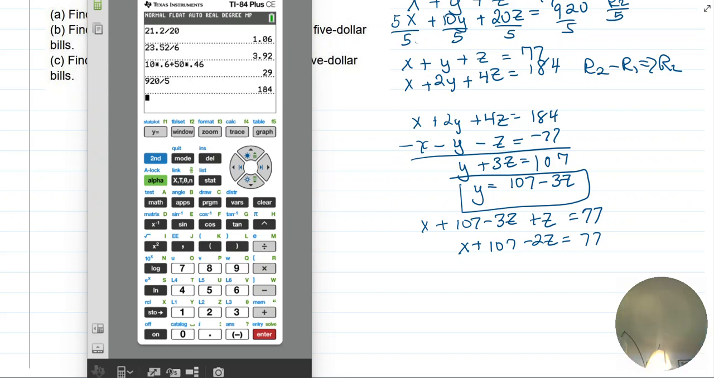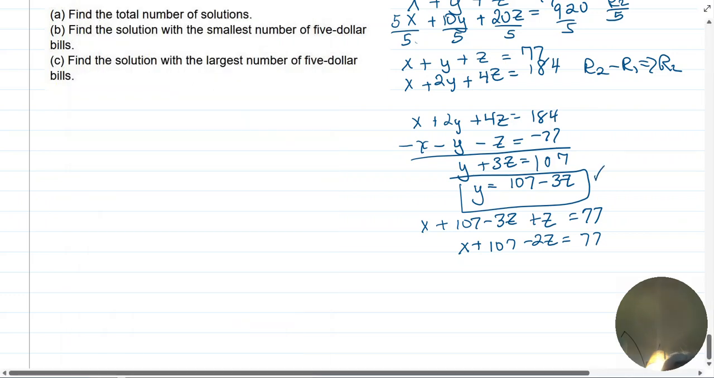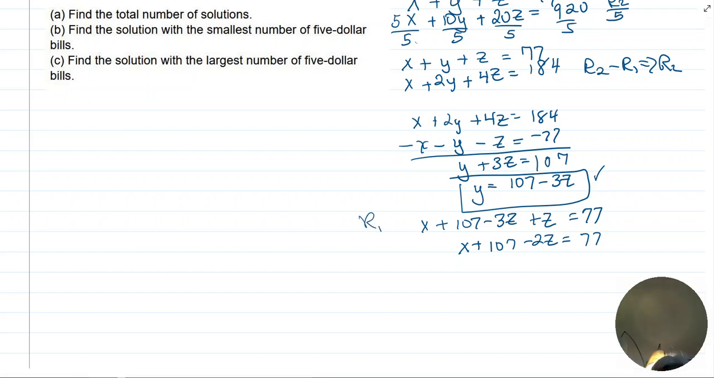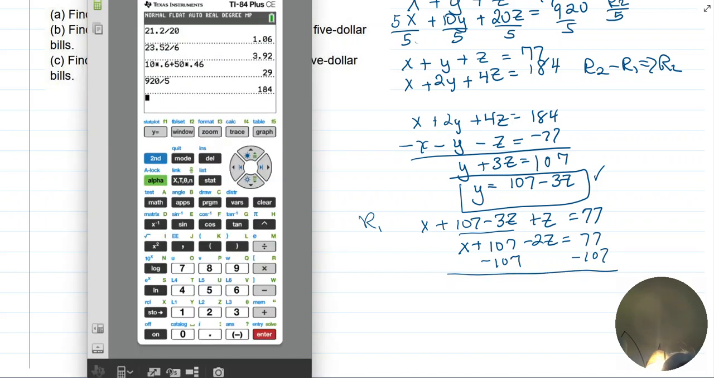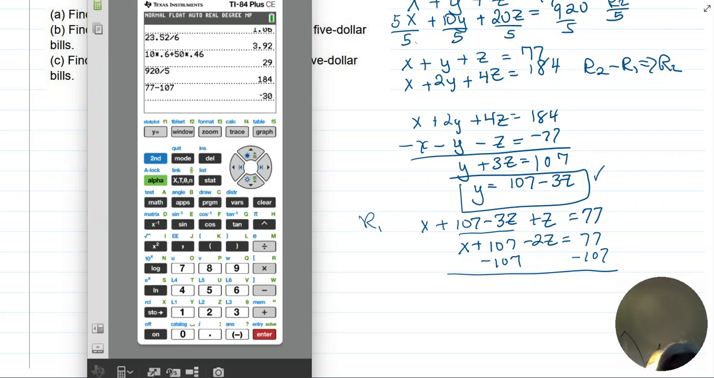I had substituted my first dependent portion of the solution into the first row. This is row 1. I was in the process of subtracting that 107 from both sides and using my calculator to make sure I don't make a mathematical error, because I know it's negative 30.